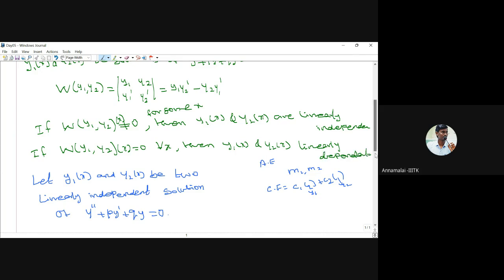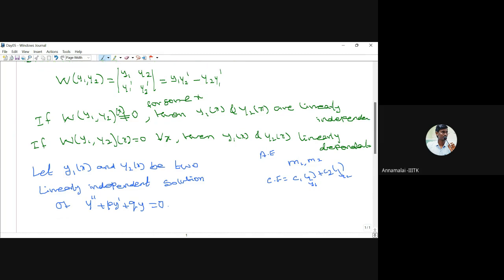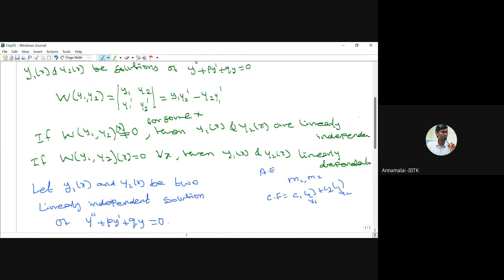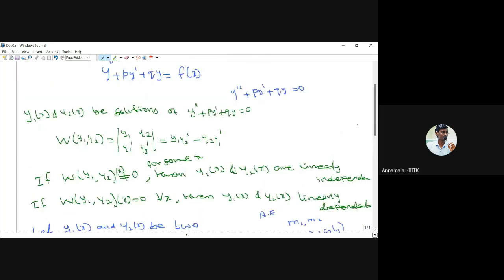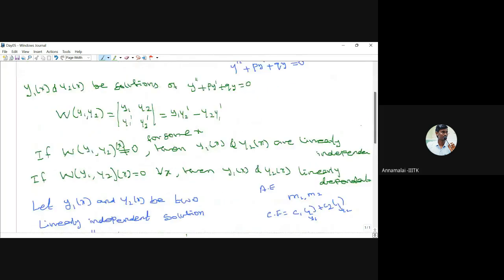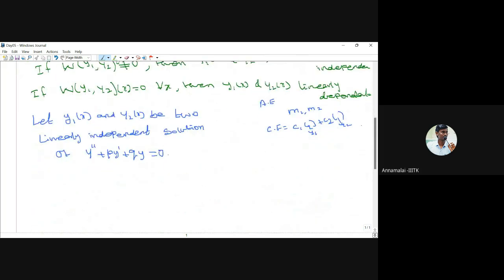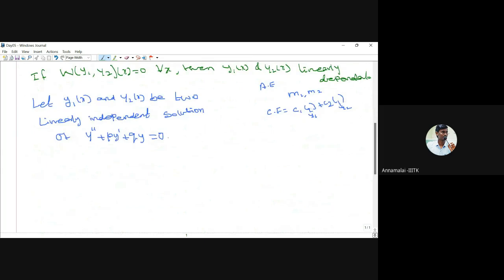Maybe we'll discuss some examples later. Now, when we say two functions are linearly independent, the Wronskian is non-zero for at least one point. Now we come back to our original case. Suppose y1, y2 are two linearly independent solutions of this homogeneous equation.